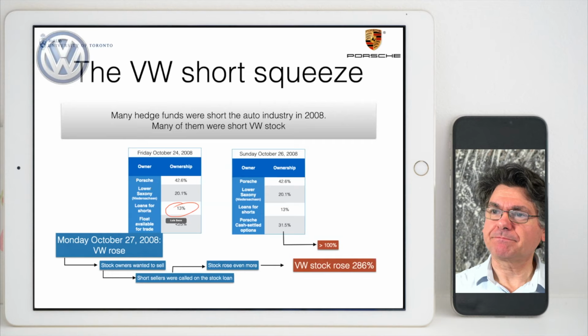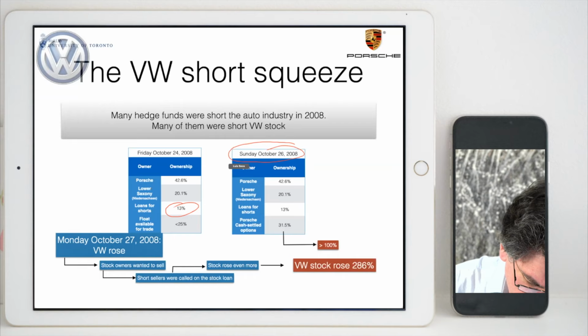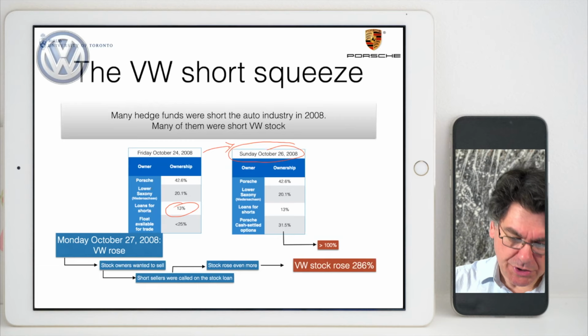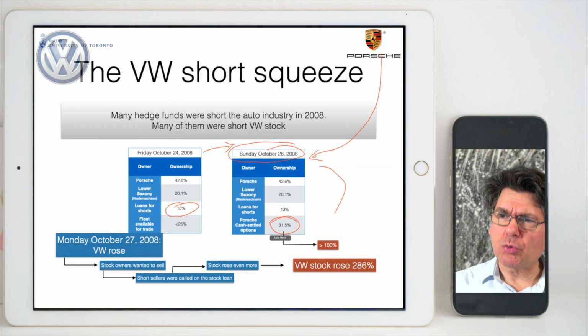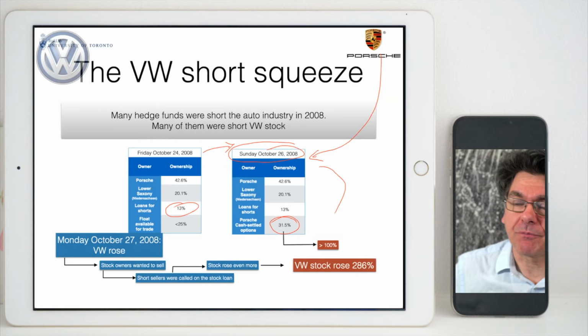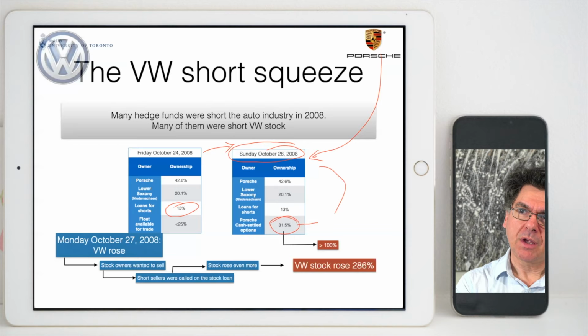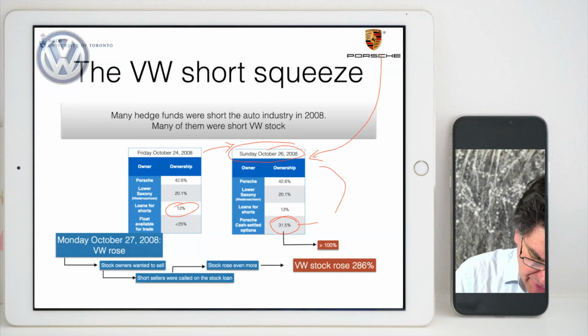Now, this is what happened. On Sunday, 2 days later, Porsche made an announcement. And the announcement is that Porsche owned cash settled options on Volkswagen. And you know what options are, you told me earlier, right? They own 30% of the stock of Volkswagen through options. What does that mean? This creates a very interesting situation, because if you add all these numbers, the number is more than 100%.